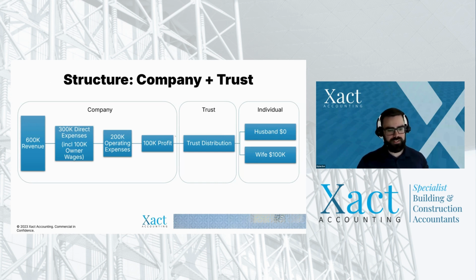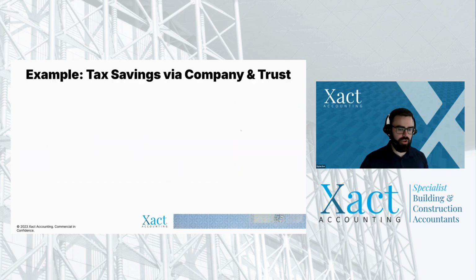And the reason why we do that is it allows us to say, well, the owner might be working in the business, or the director is working in the business. He's on a salary of 100 grand. What do we do with the other 100K in profit in the company? That then goes into, well, we can pay it out as a fully franked dividend to a trust and distribute it to someone who's no longer working.